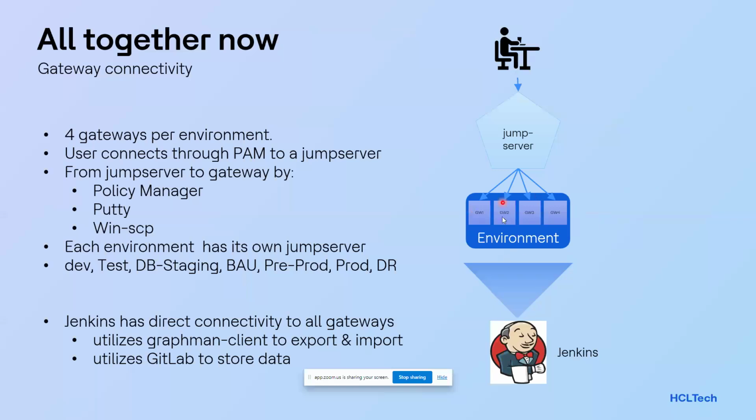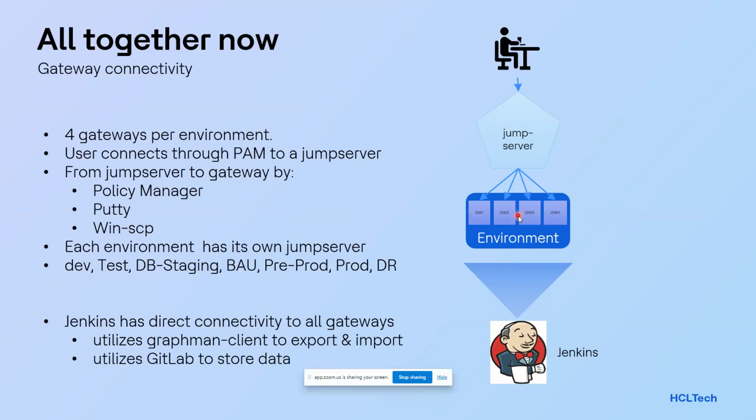When we take a look at this kind of infrastructure setup, the customer has 7 different environments: development, test, DB staging, business as usual, pre-prod, prod, and disaster recovery. So there is a fair number of gateways we have to maintain. And for the user, it was just hell to get access to these gateways and do manual work through GMU.